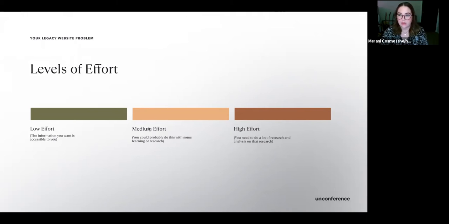Just to go into detail on these, we can see here we have from low to high levels of effort. Starting with low, I would consider this as being someone who has the information accessible to them, and they're able to do this relatively quickly. For the medium effort, this could probably be someone who could do these research methods with some level of learning or research. And lastly, for our highest effort category, which could be someone who might need to do a lot of research and analysis on that specific research. So keeping that in mind, let's look at our first common legacy site issue.